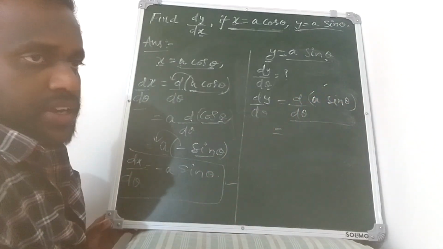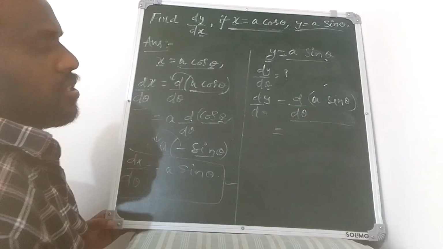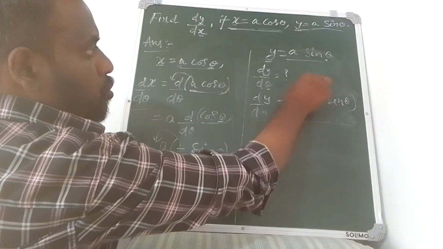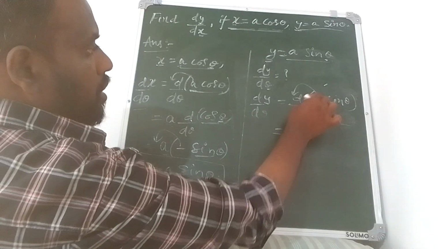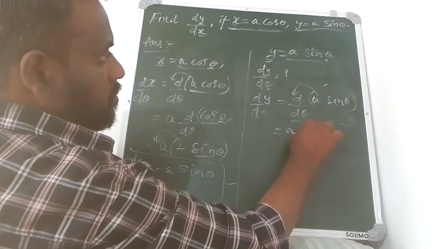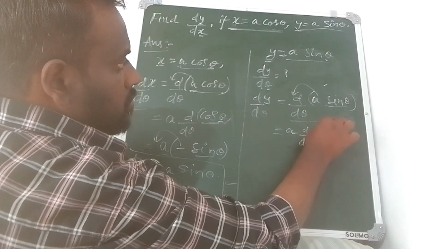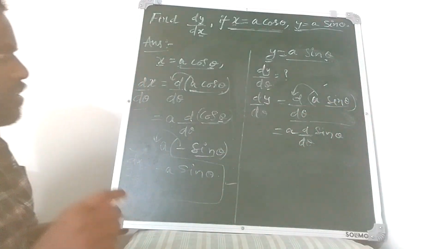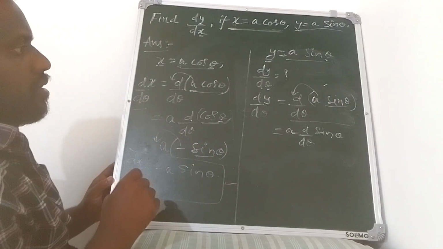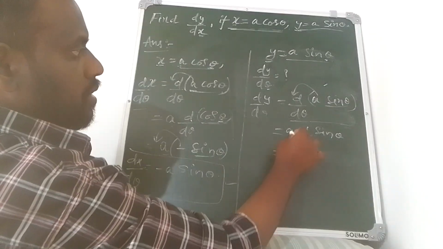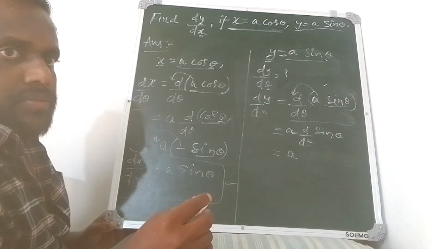Now see, this is d by d theta of a sin theta. So a is a constant. It's the derivative of a constant times a function. So in that case we can take the constant outside. So I will take a outside, and the remaining is d by d theta of sin theta. Just like here, see how you have done here. Same thing there. Next, constant a, d by d theta of sin theta.